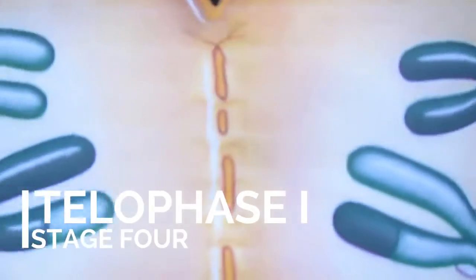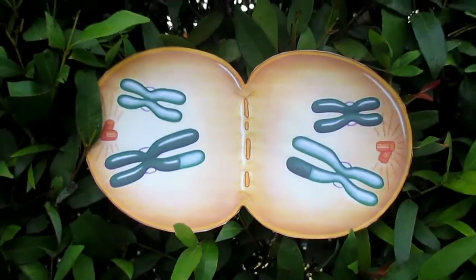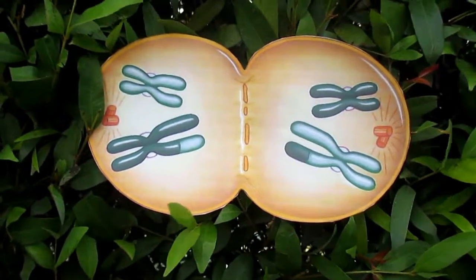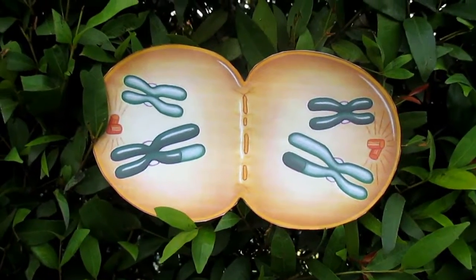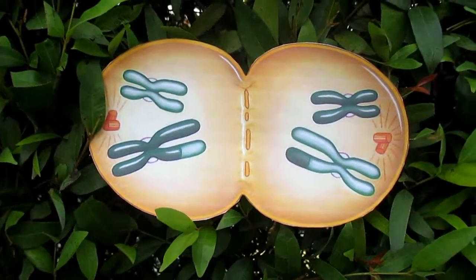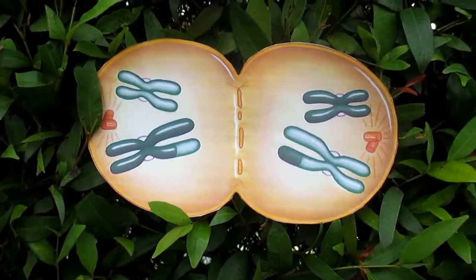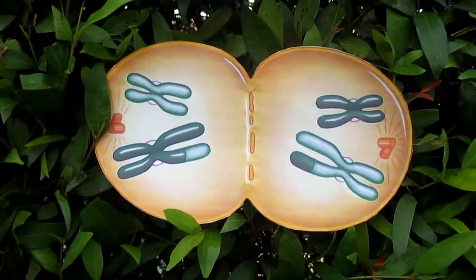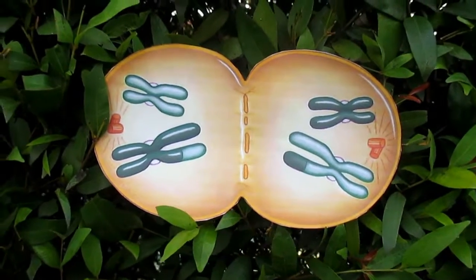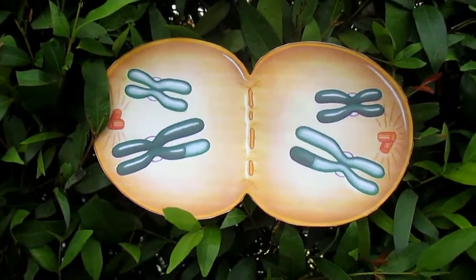Telophase 1. At each pole during this stage, there is a complete haploid set of chromosomes, but each chromosome still has two sister chromatids. A cleavage furrow appears, and by the end of the stage, the parent cell has divided into two daughter cells. This separation of the cytoplasm is called cytokinesis.